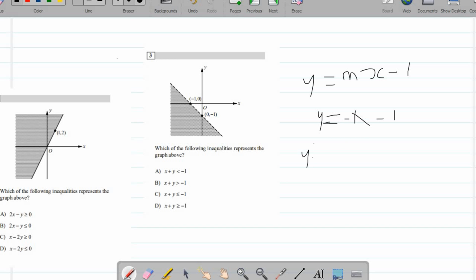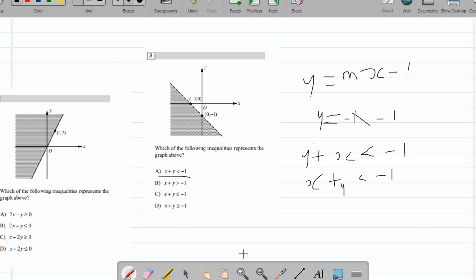Rearrange this, you have y plus x is equal to -1. But because our symbol here is not equal to, it is actually less than, and it's a dotted line, so it's just less than, not equal to. So we have less than -1. Y plus x, or x plus y, is less than -1. Remember, addition is commutative, so x plus y, y plus x, same thing. We have -1 here. So x plus y is less than -1. Where's that? This is it. X plus y is less than -1.